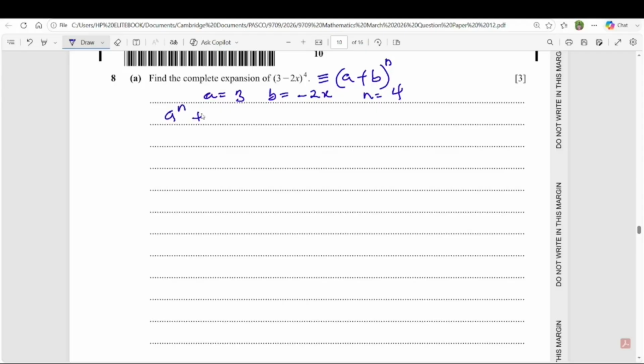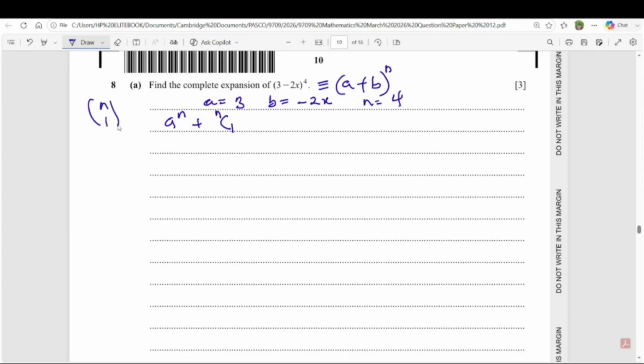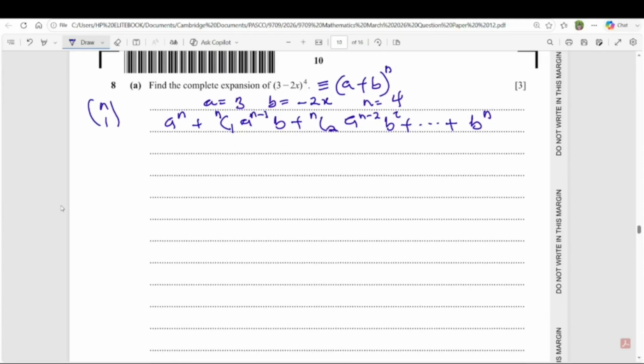So we have a exponent n, then plus n combination 1, where n is our 4, then a exponent n minus 1, and b exponent 1, then plus n combination 2, and then a exponent n minus 2, b squared. We go on, and because n is 4, we're going to have a total of 5 terms for this expansion. The last term is always going to be b exponent n. So we do our substitution and then we expand this.